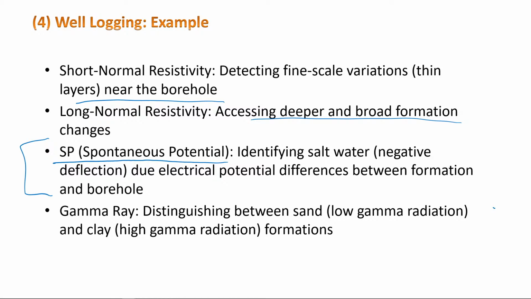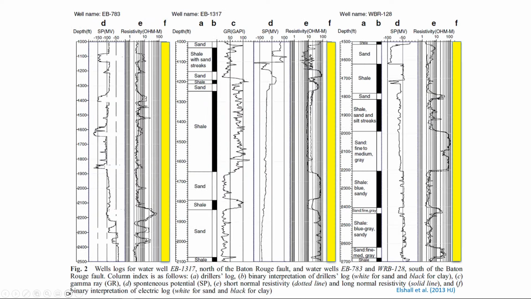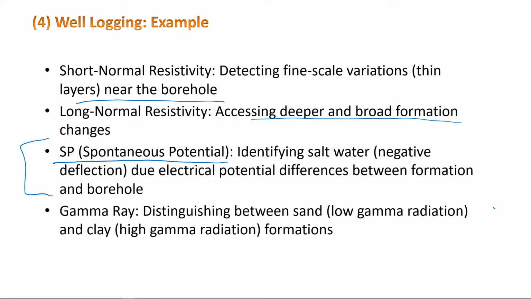Gamma rays distinguish between sand, which has low gamma radiation, and clay, which has high gamma radiation. So that's another thing: you measure the natural gamma radiation emitted by the formation. Clay-rich formations have higher gamma radiation activity, and sand-rich formations have low gamma radiation. Sand generally does not have many radioactive materials. It's just silica, versus clay, which has a lot of things in it.